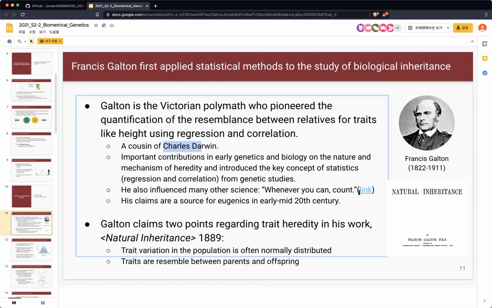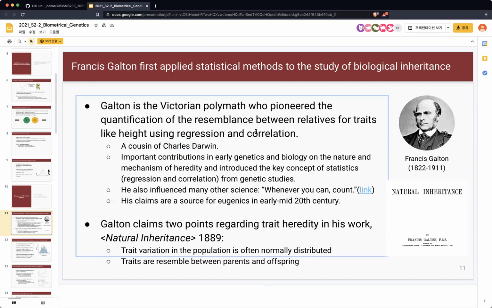And also some of the mathematical tools, regression and correlation, were initially developed by Francis Galton. His student and follower Karl Pearson developed this idea in a much more elegant way and proposed it in a mathematical format. But the prototype is actually from Francis Galton. So Francis Galton influenced many things.